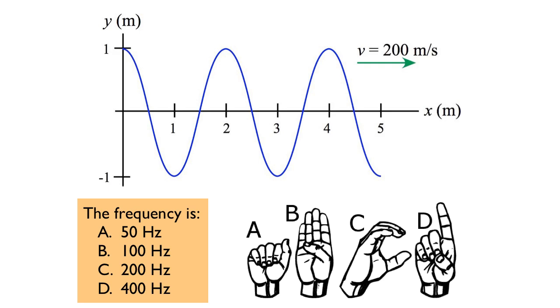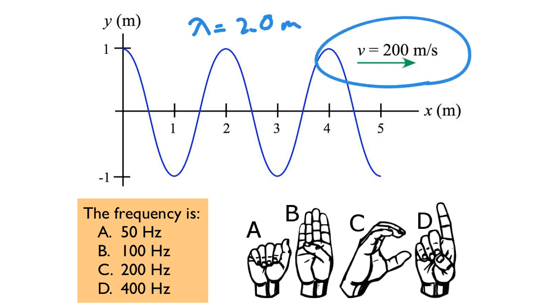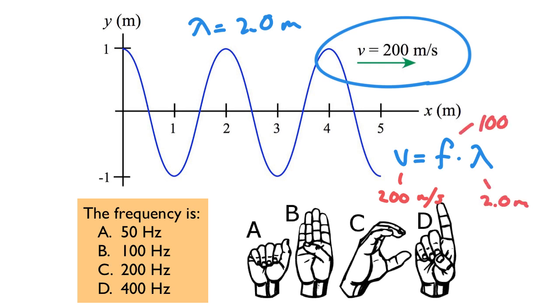We know that the wavelength is 2 meters. We know the speed is 200 meters per second, and we know that the speed is equal to the product of the frequency times the wavelength. So speed is 200 meters per second, wavelength is 2.0 meters, and so that means the frequency is just going to be 100 hertz. And that makes sense. That's 100 cycles per second.